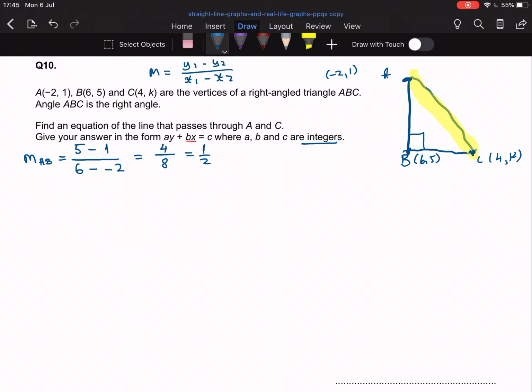Now I know that the lines AB and BC are perpendicular. So this tells me, therefore, the gradient of line BC. I'm trying to get closer to the one I'm interested in, AC. So the gradient of BC is equal to minus 2, because the gradient of AB and the gradient of BC are negative reciprocals. So when you multiply them together, they give you minus 1. So that's how I know that the gradient of BC is minus 2.